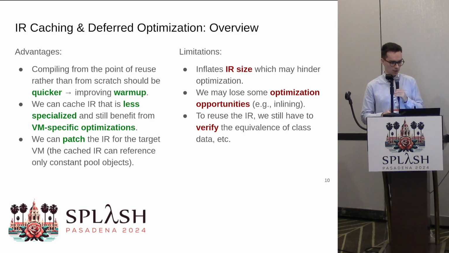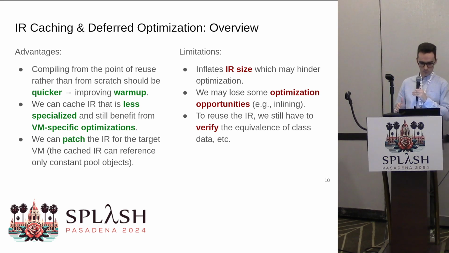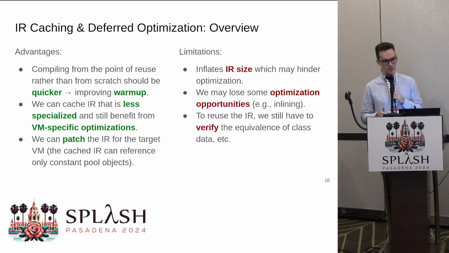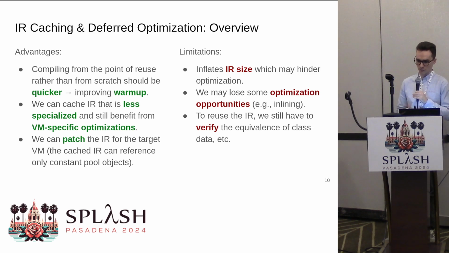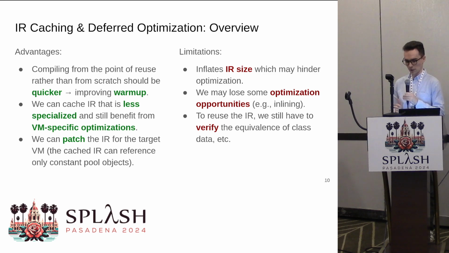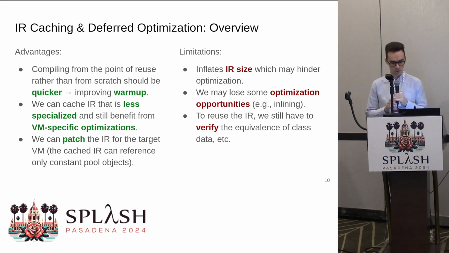It can only reference constant pool objects, so it is much easier to relocate these references. The potential problem with this approach is that by making the reusable IR more general, we also make it bigger, which influences all the subsequent optimization passes. So some optimization opportunities like inlining could be completely lost.